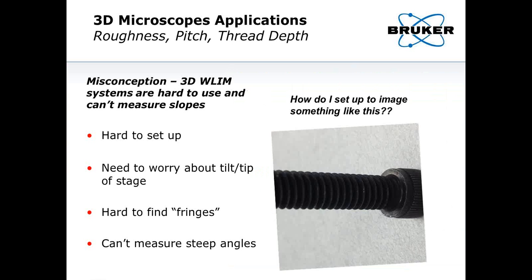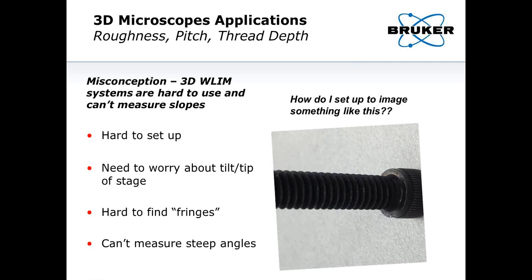So if you think back a few charts ago, I talked a little bit about some of the different misconceptions, or things that people may have heard about a white light scanning or coherent scanning system. Here's just an example application looking at roughness or pitch or thread depth on a screw. And somebody might say, well, this is hard to do, or you can't do that on an interference-based system. That you just aren't able to do it. It's too hard to set up. You have to get the tilt perfectly right for the stages, or you have to find those interference fringes, and you can't measure those steep angles.